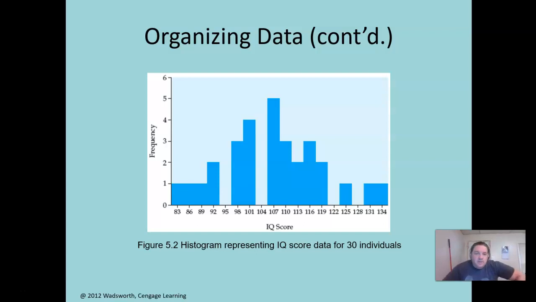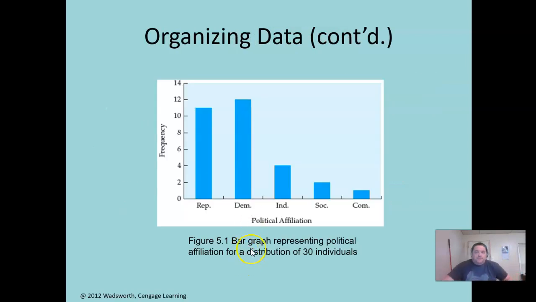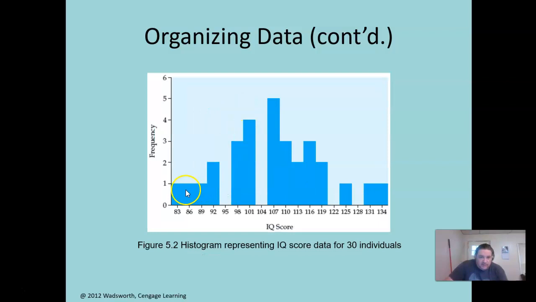And you can see, right, 83, 86, so they're skipping every 3. So they've actually blocked together these individuals here. They could be 91, 92, or 93. These individuals here could be 97, 98, or 99. So these have been interval blocked together. To go back to the class interval frequency distribution, a table in which the scores are grouped into intervals and listed along with the frequency of scores in each interval. So hopefully this is a good example of that for you.